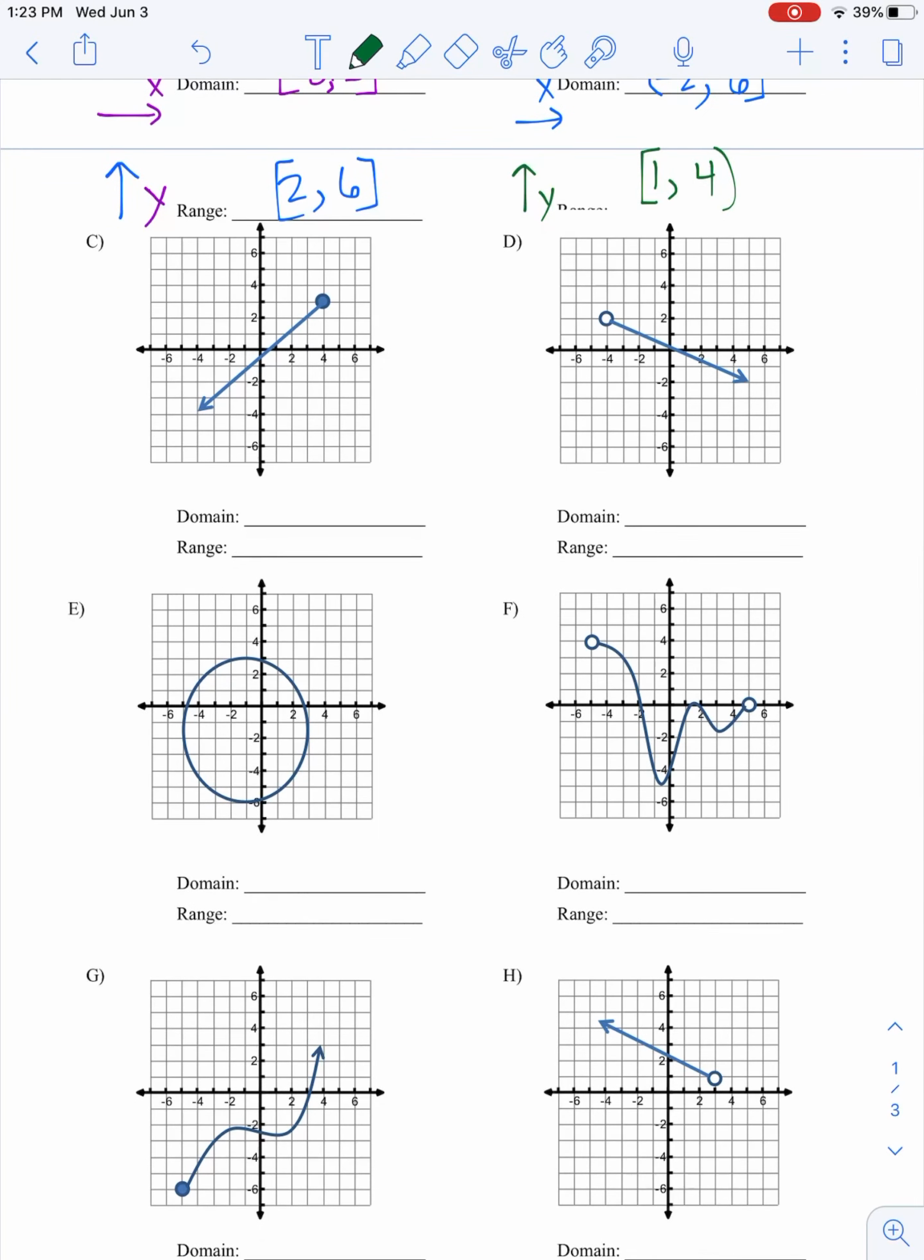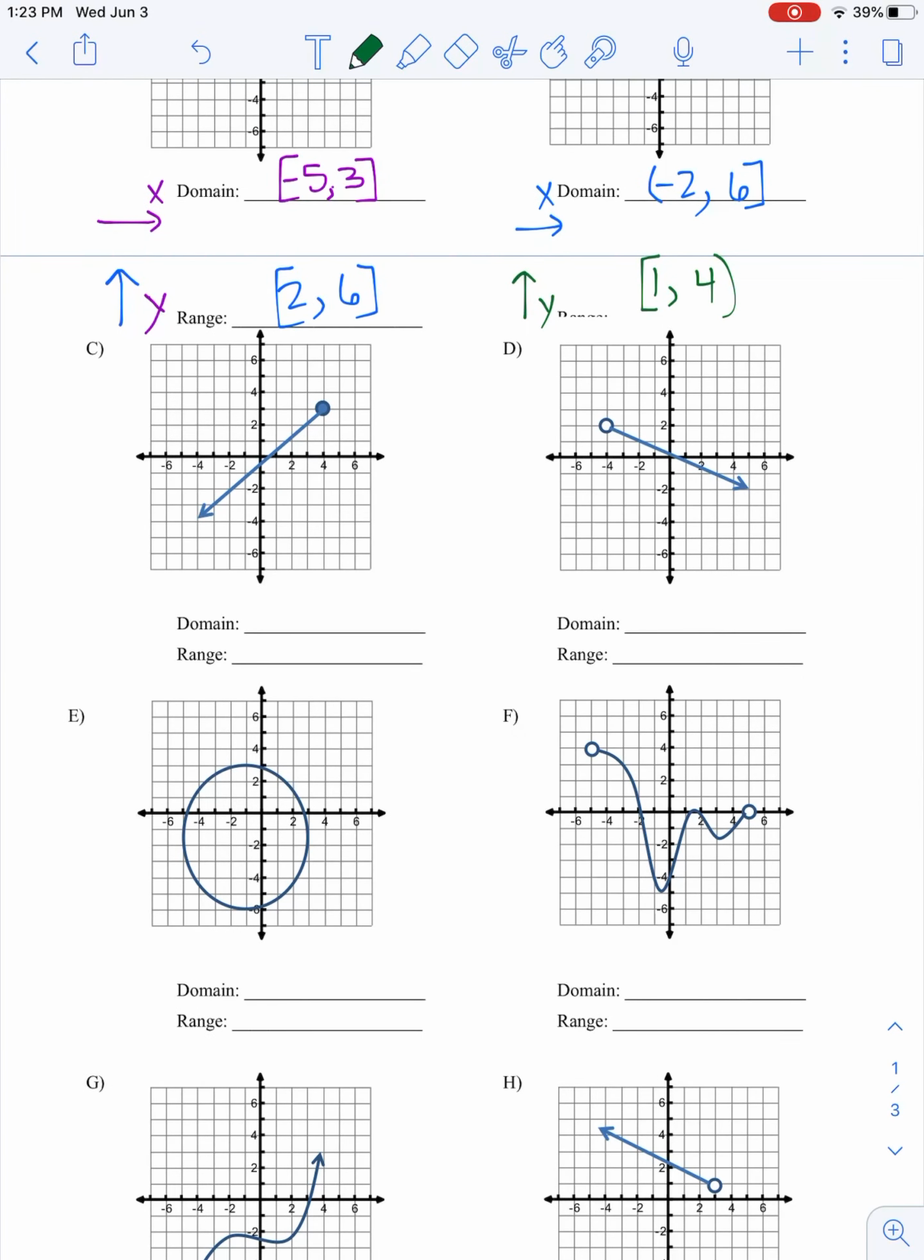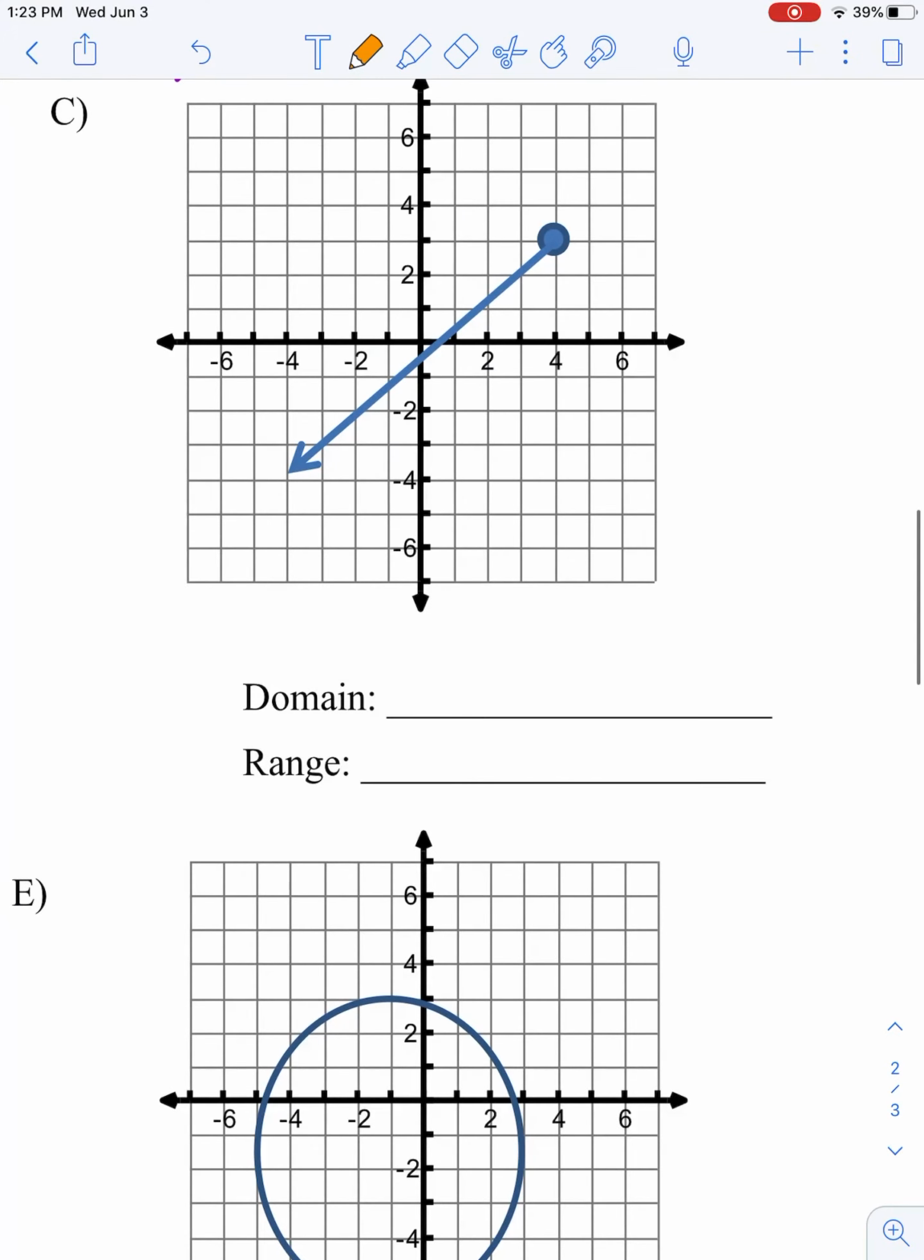All right, we've got 6 more examples on the second page here. So what I'm going to start doing is using the same color every single time for domain, and a different color for the range. So for domain, let me just start over and I'll use orange every single time. So the domain is the x values. I'm looking left to right.